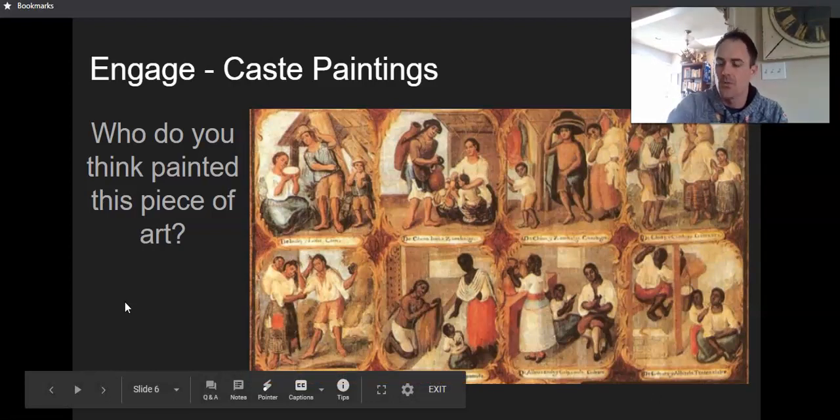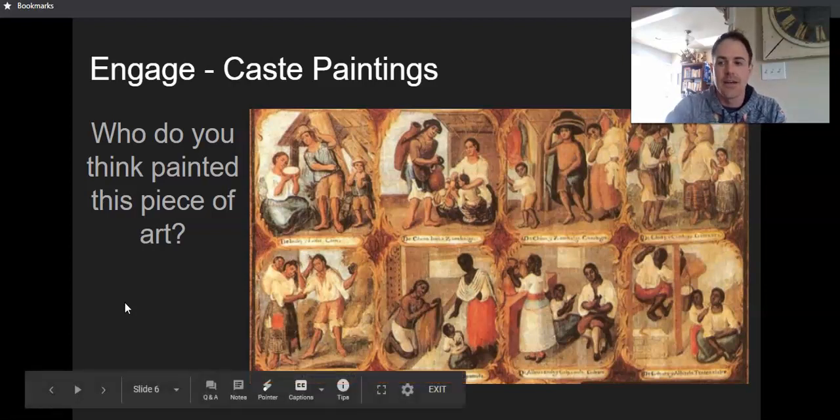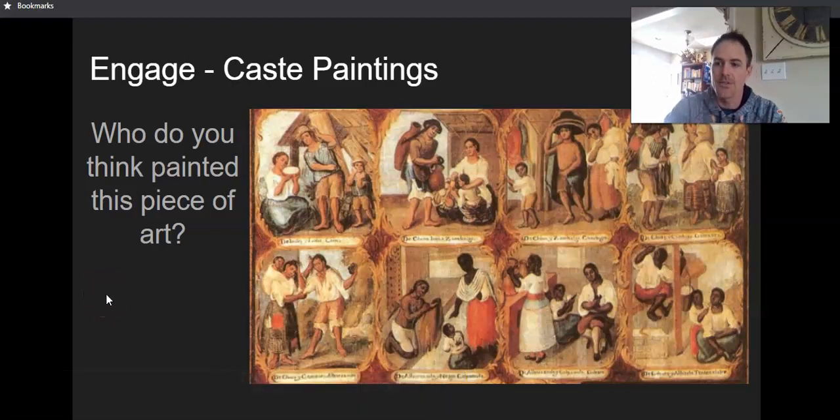What was his training? Remember, we talked in the first lesson about the breakdown of the social classes in Latin America, right? With the Peninsulares on top and the Creoles, and then the mixed people, the mestizos and the mulattoes, and then the Native Americans, and then the enslaved persons. So, which one of those peoples do you think might have painted this piece of art?